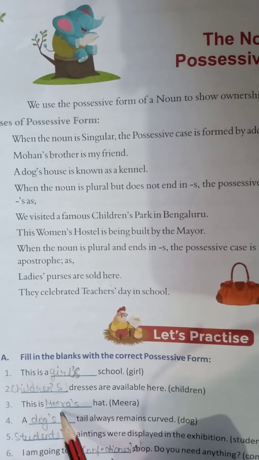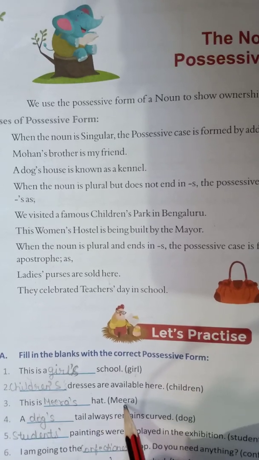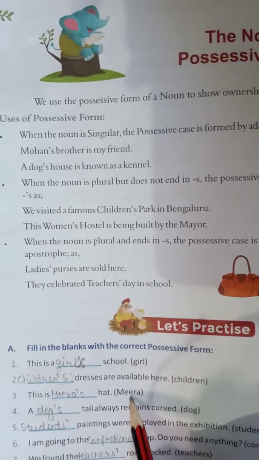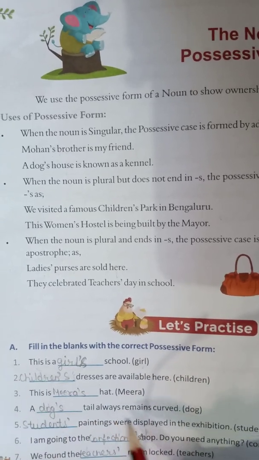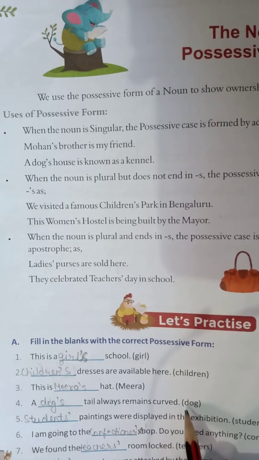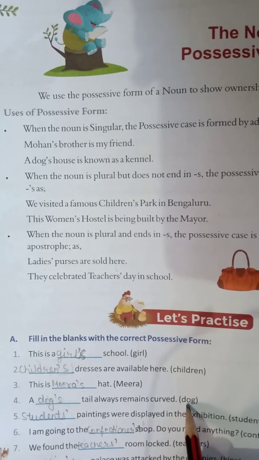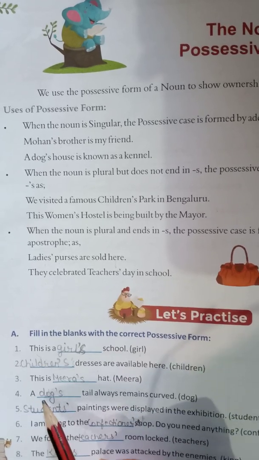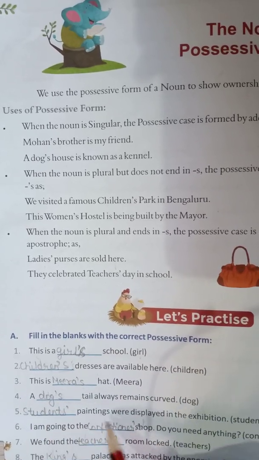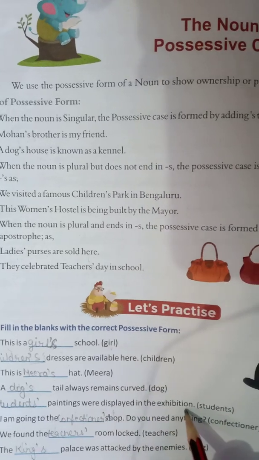Meera, this is dash hat. A name is given Meera, so we write as Meera's hat. A dash tail always remains curved. Word given dog. We add apostrophe s to make it possessive case. A dog's tail. Dash paintings were displayed in the exhibition.